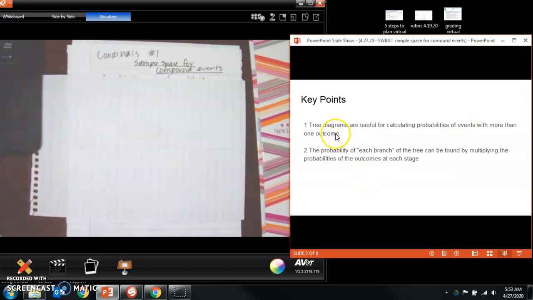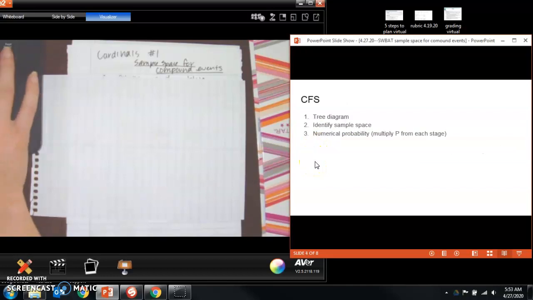Okay. Key point number 1 says that tree diagrams are useful for calculating probabilities of events with more than one outcome. And number 2, the probability of each branch of the tree can be found by multiplying the probabilities of the outcomes at each stage. Key point number 2 you're going to get in more detail with on Thursday and Friday, but it is important that you understand it today.